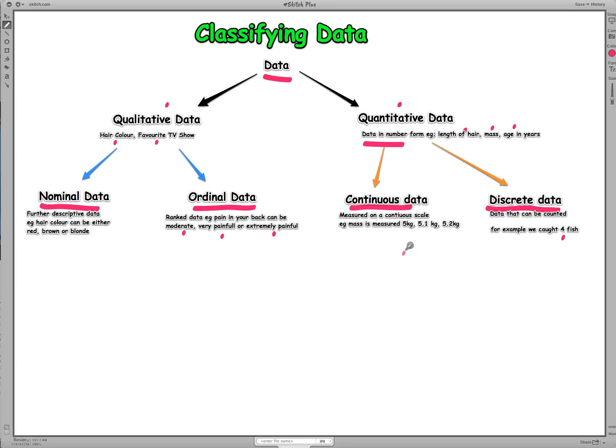So that's a little bit of an introduction into classifying data. Have a go at the activities in the OneNote, and then move on to the videos talking about central tendency.